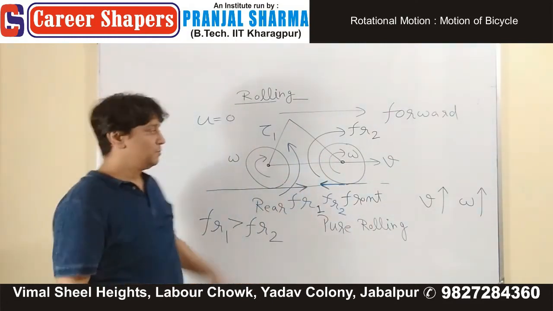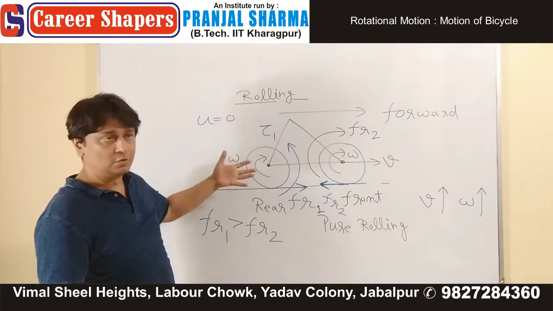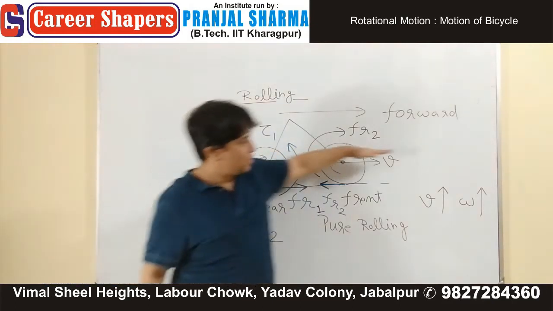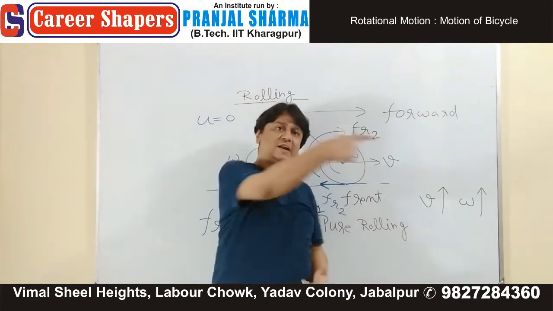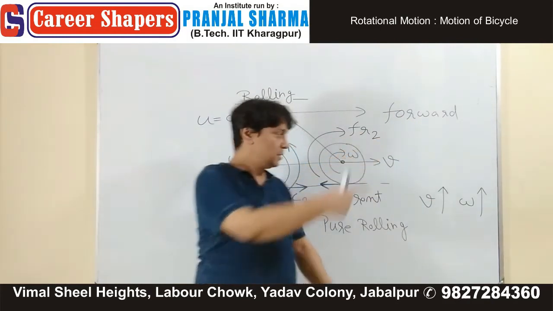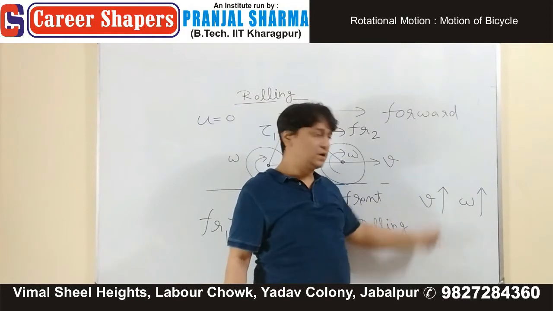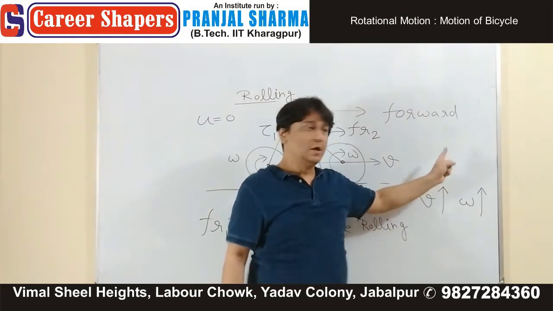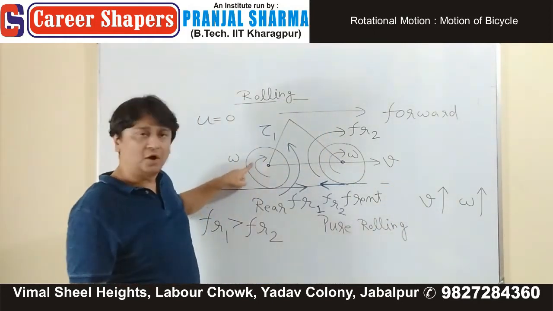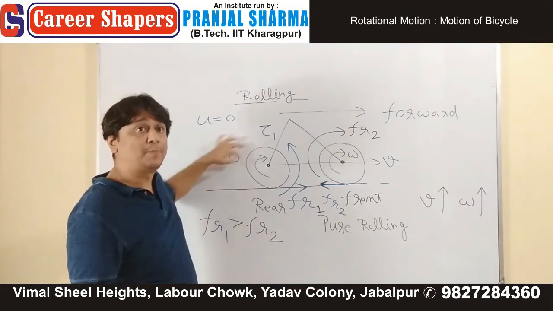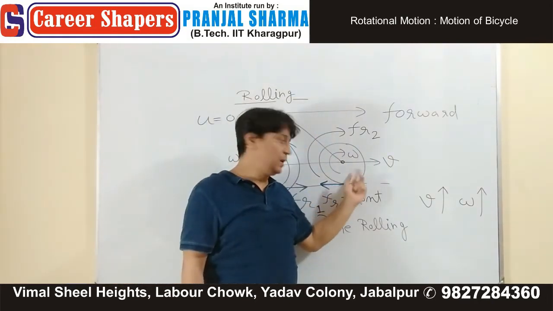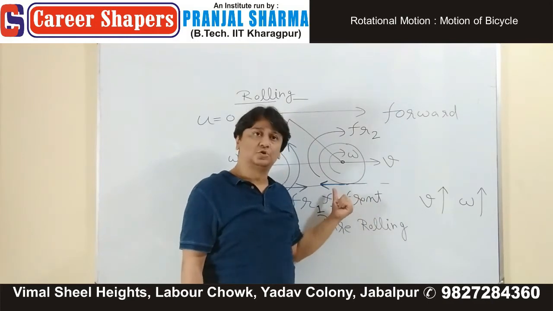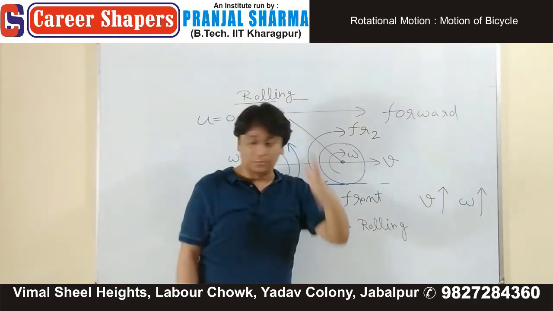Because of that force F2, this bicycle is going to move in this direction. On the bicycle, you have a net force in this direction, which will increase what? V. What is going to increase omega of the rear wheel? Your pedaling efforts. What is going to increase omega of the front wheel? Friction F2.